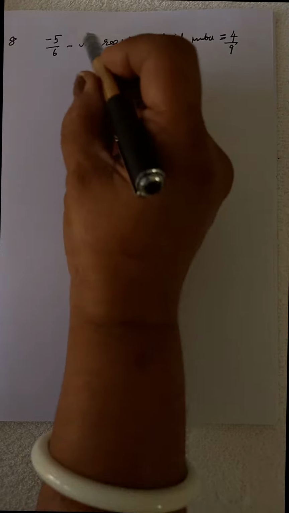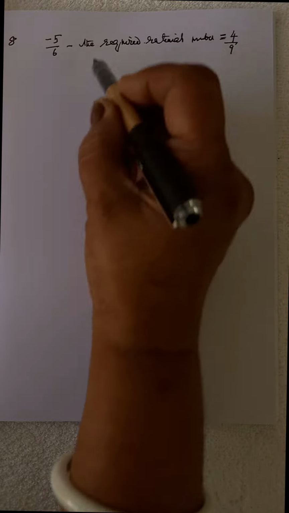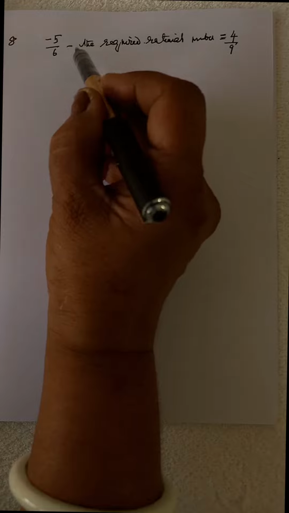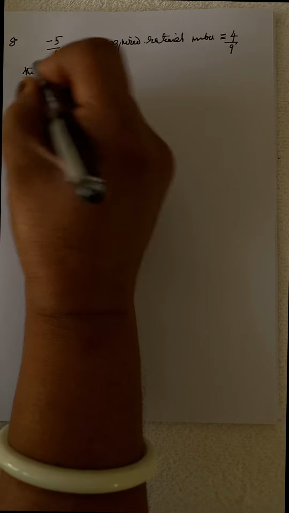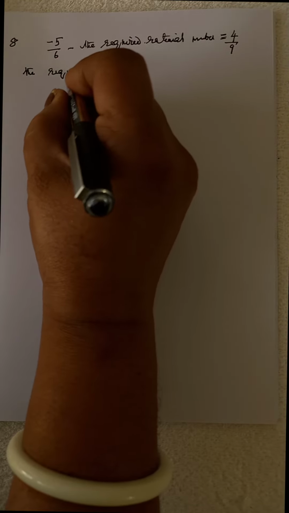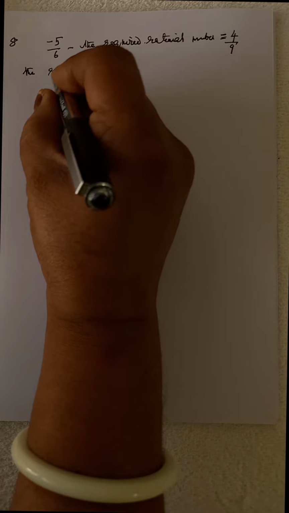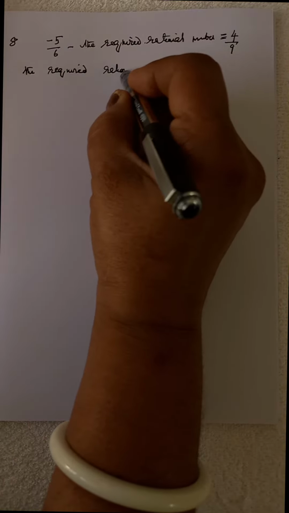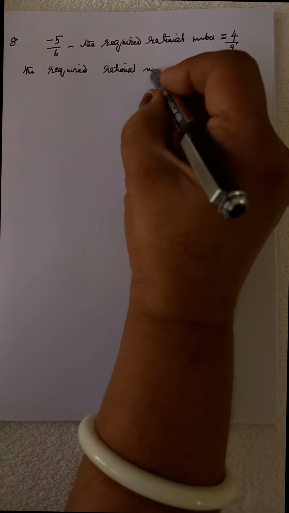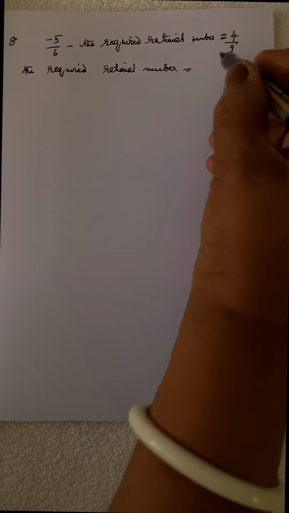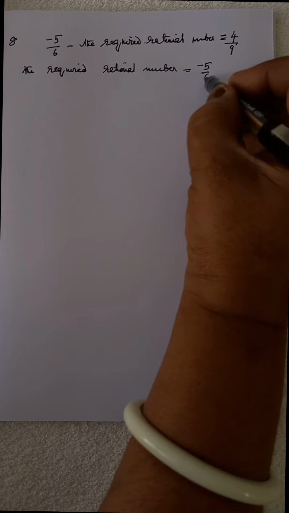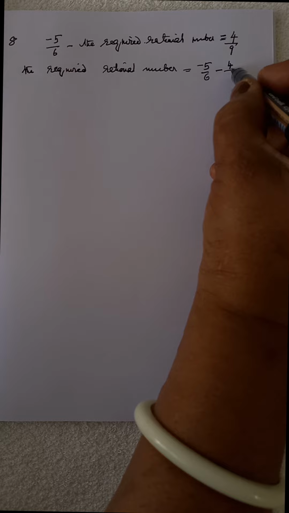So, we want to keep the rational number alone on one side. This is minus, so we want to take this to the right side, and that will become plus. So, the required rational number is equal to what is remaining on the left side, minus 5 by 6. Now, we will take this 4 by 9 to the left side, so the sign changes, minus 4 by 9.